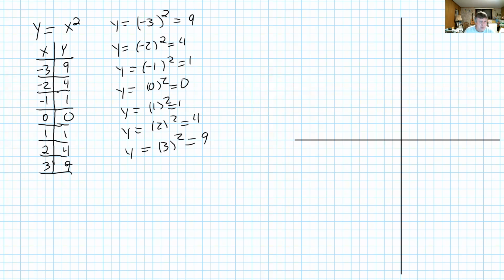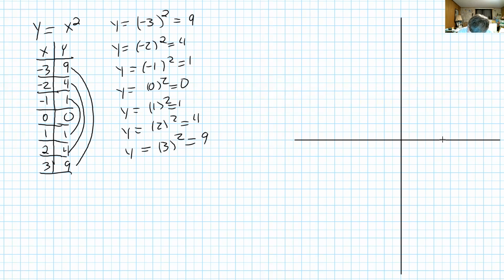Notice on our table, we've got some identical values. When x is -3 and x is +3, we get the same y value. When x is -2 and x is +2, we get the same y value. And when x is -1 and x is +1, we get the same y value.